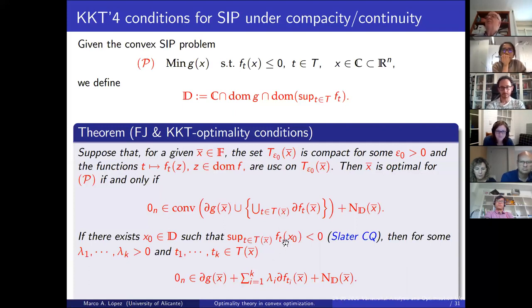If this supremum of these functions is less than zero, I can prove that the multiplier assigned to the subdifferential of G is non-empty. I can divide and I get these very nice, standard optimality conditions. Okay, this is the last set.